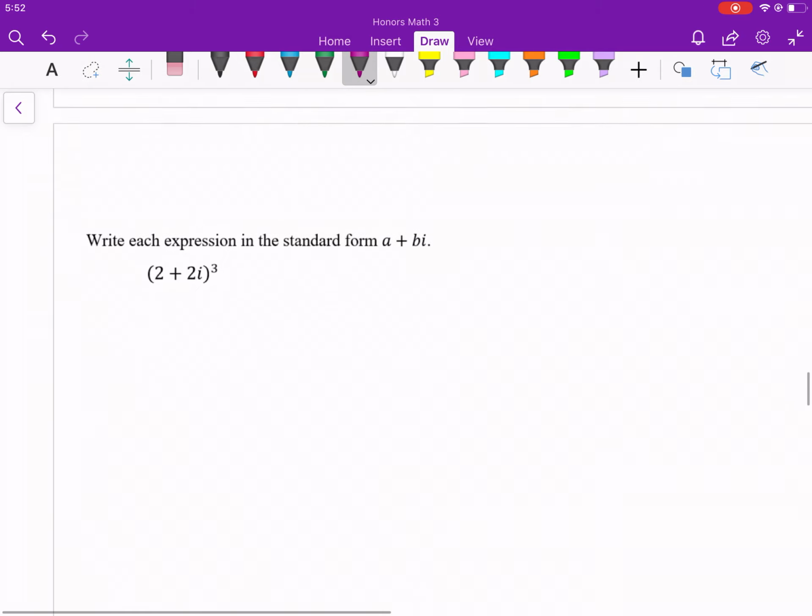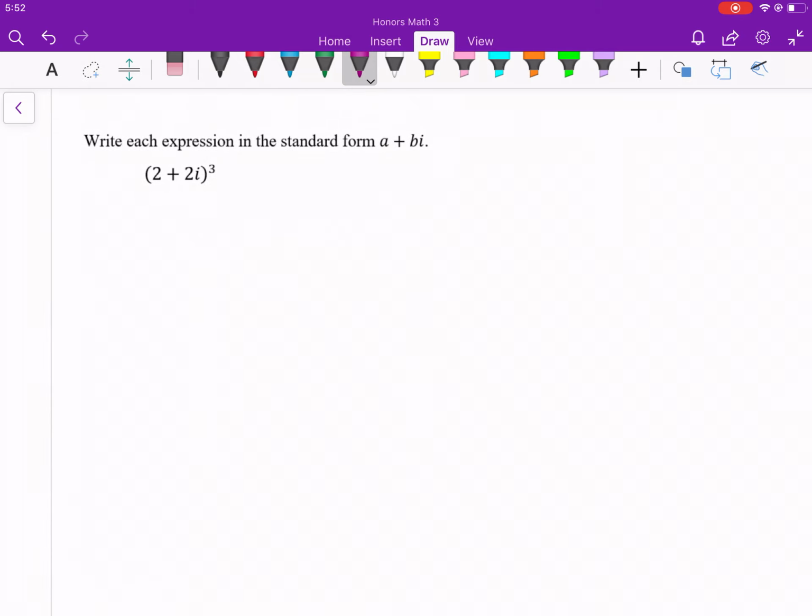Let's do one more, only because this one's unique in that it's already in standard form. And because of that, you could actually go ahead and use Pascal's triangle, binomial theorem, or just simple foiling, distributing rules to figure out the solution to this by just distributing. If you really want to do that, that's totally fine. I'm going to show you a way to do it with the polar form though.